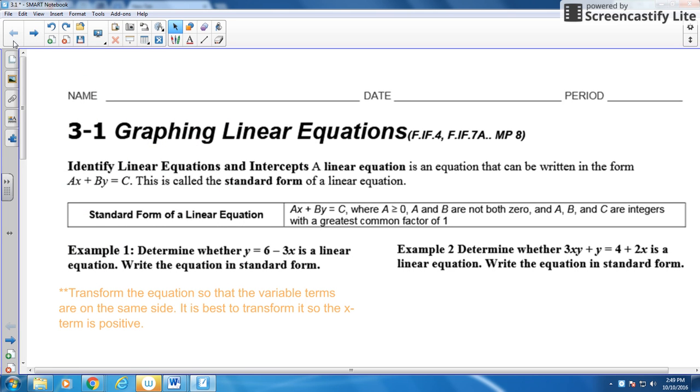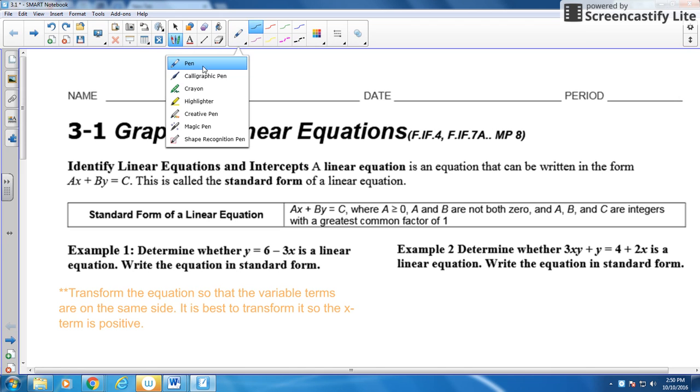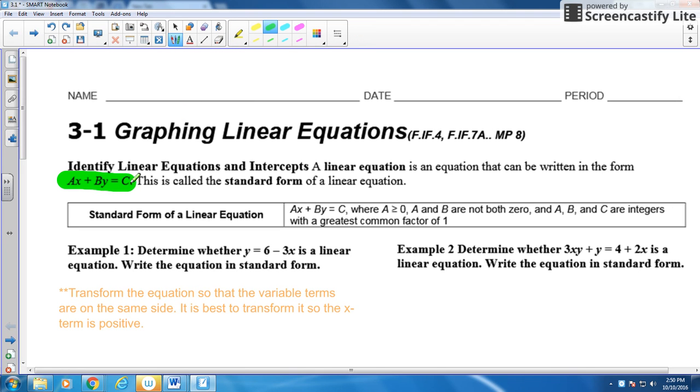Hi everyone. Today we are going to start talking about equations that have two variables in them. So we're talking about linear equations, and they're going to use an x and a y. And we have the definition up here that a linear equation is an equation that can be written in the form ax plus by equals c. And that's going to be important there. Ax plus by equals c. And that is what we call the standard form of a linear equation.